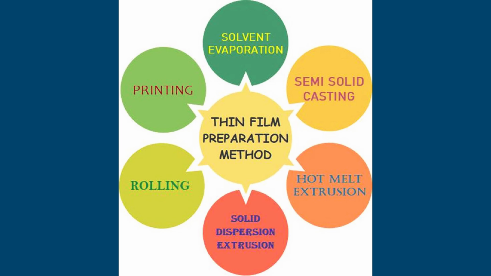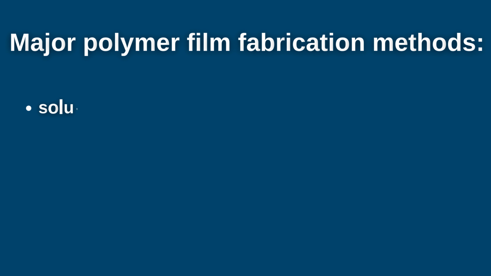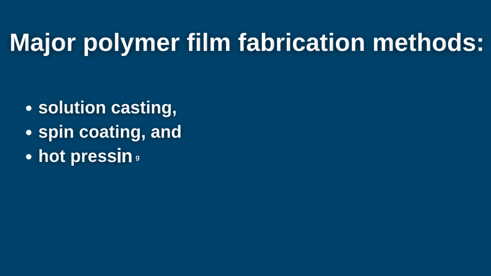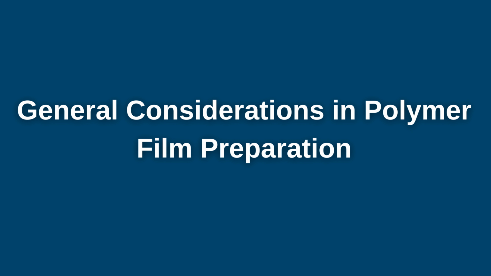This report provides a systematic and descriptive analysis of major polymer film fabrication methods, including solution casting, spin coating, and hot pressing, together with emerging techniques. Emphasis is placed on their processing principles, operational procedures, material compatibility, and the resulting advantages and limitations.